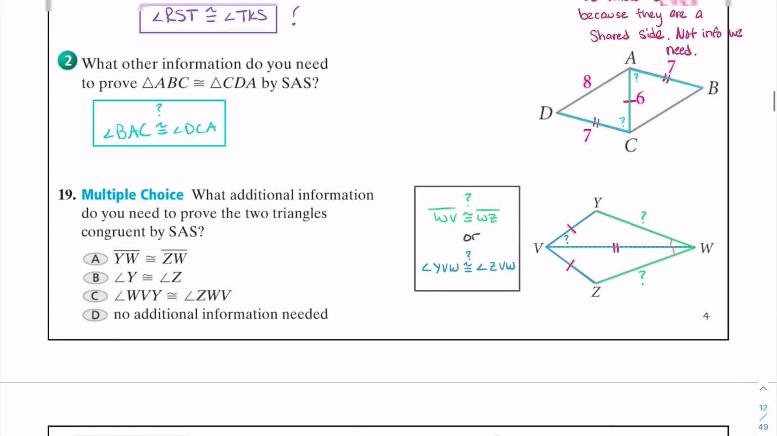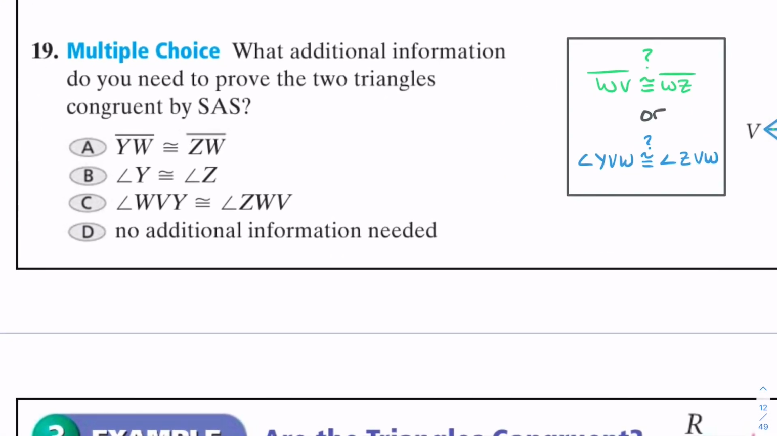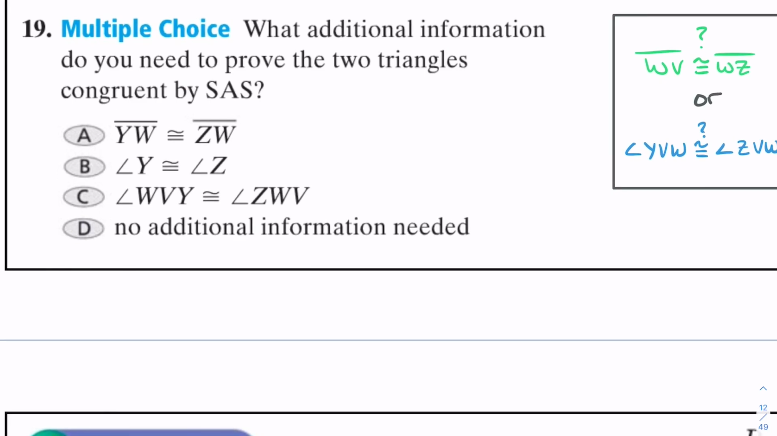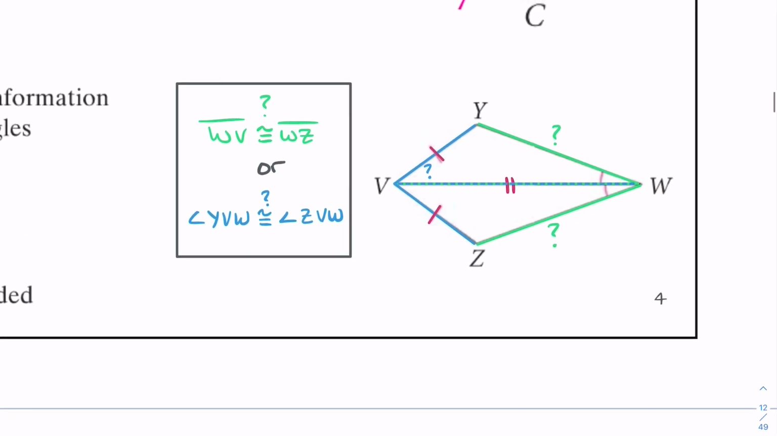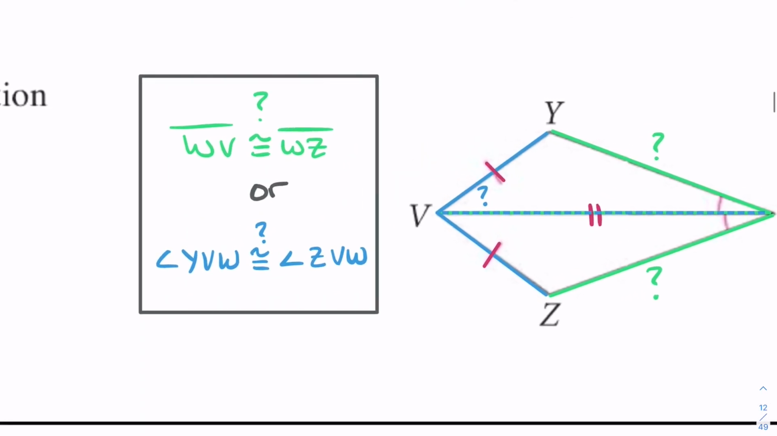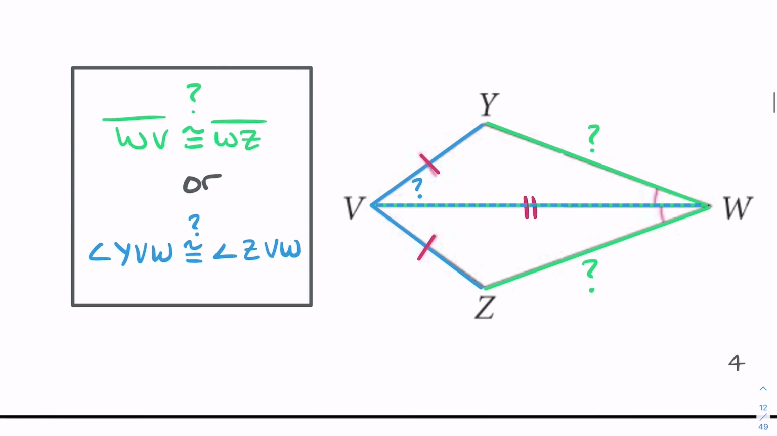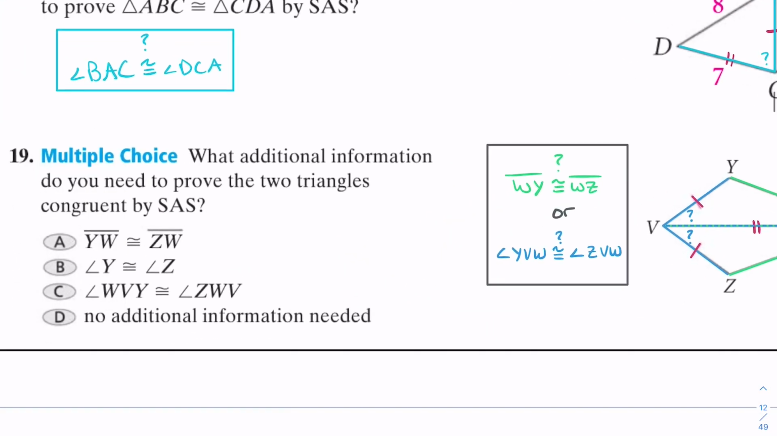So it says, what additional information? So I have WV. I don't see WV at all. YW and ZW. Oh, you know what? Did I mess this up? I messed this up. Why did I say WV and WZ? I meant WY and WV. Here's WY, I meant this side, and then WZ is this other side. My apologies. Okay, so that's one of them.